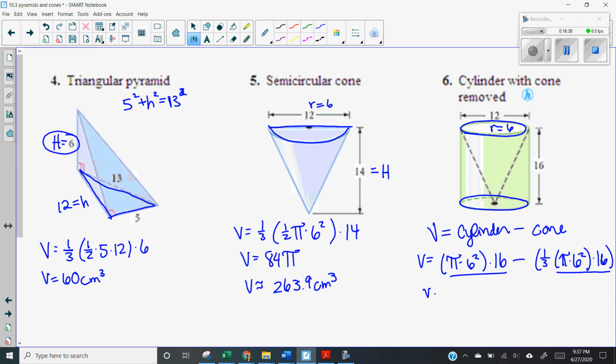Okay, so the volume of the whole cylinder, I'm going to leave it in terms of pi first. Get a nice, neat, exact answer. That's 576 pi minus a third of that, which is 192 pi. That's exactly 384 pi cubic centimeters, or approximately, this answer's fine, 1,206.4 cubic centimeters. If you were to just find 2/3 of the cylinder, that's what you would end up with as well.